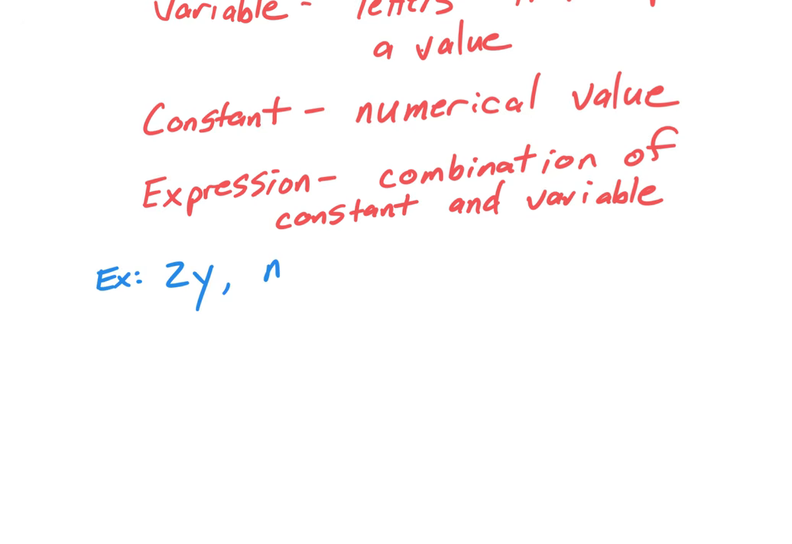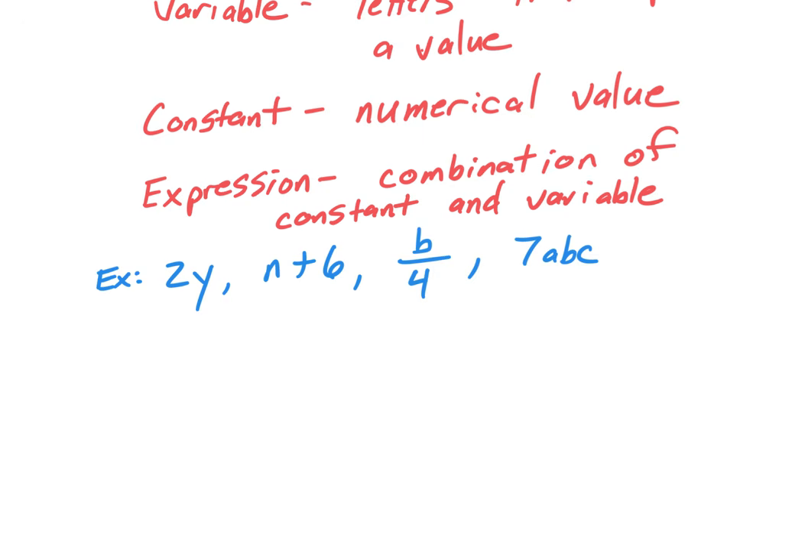I could say n plus 6. That would be an expression. We don't know the value of n, we do know the value of 6, so that would just be an expression. And we could put any operation in there along with that. I could say b over 4. I could put subtraction in there as well. And there could be more than one variable. I could do something like 7ABC. And so I'm taking 7 times A times B times C.